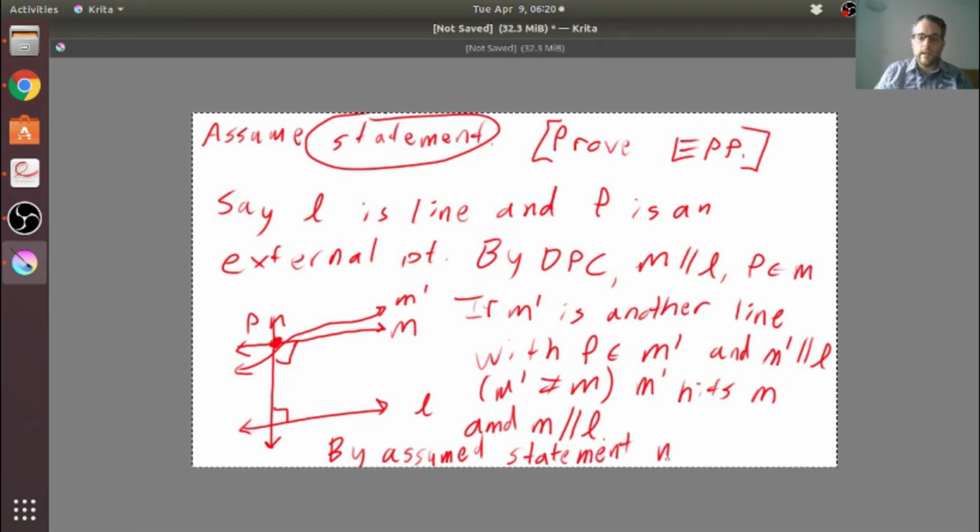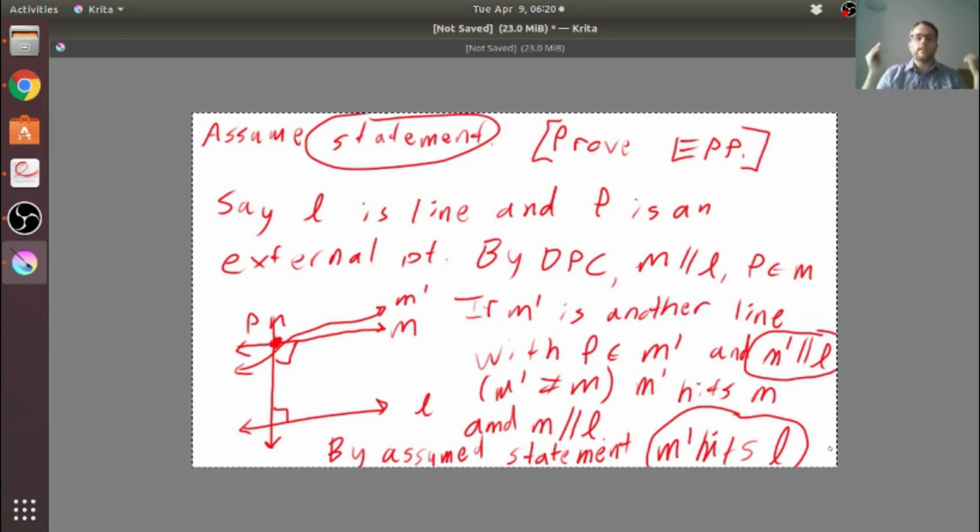that means that M prime hits M and M is parallel to L. That means that M prime hits L. And that can't happen. It can't be true that it's both parallel to L and hits L. So somewhere we have to use this statement, right? And it's just right away we're going to use it.